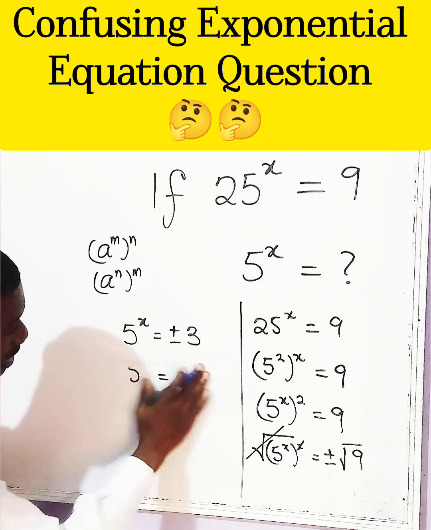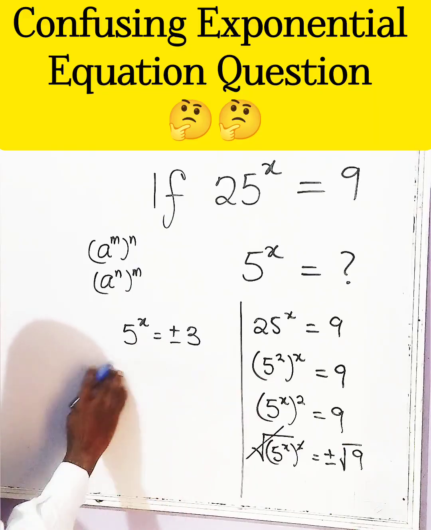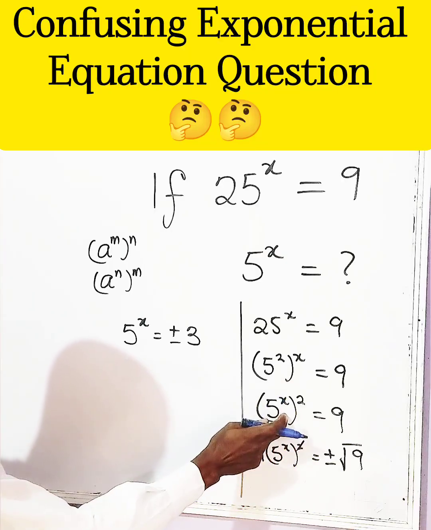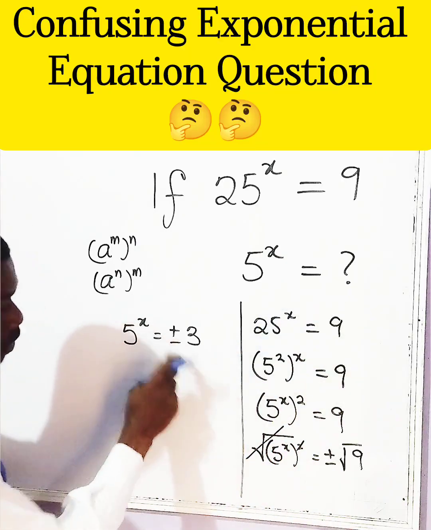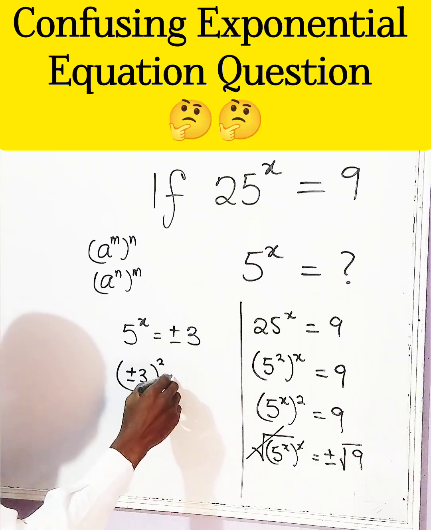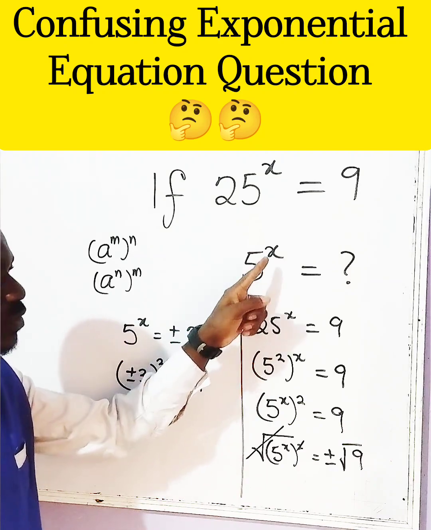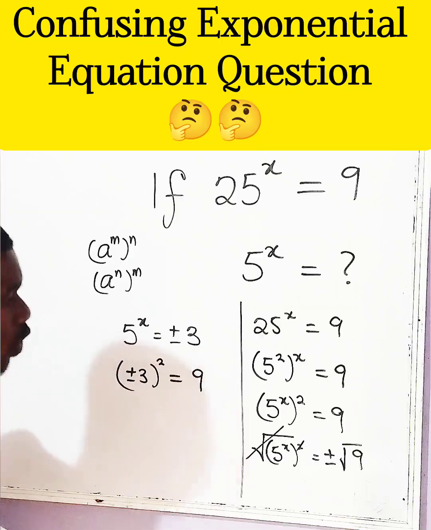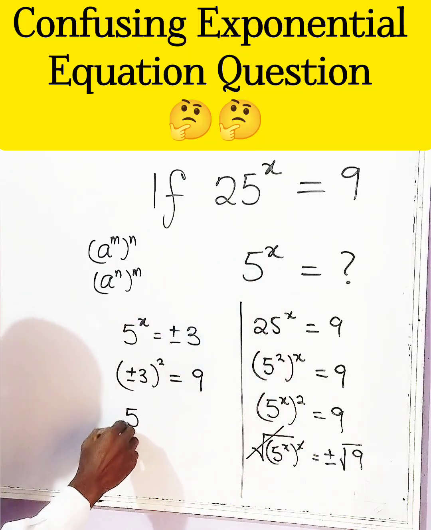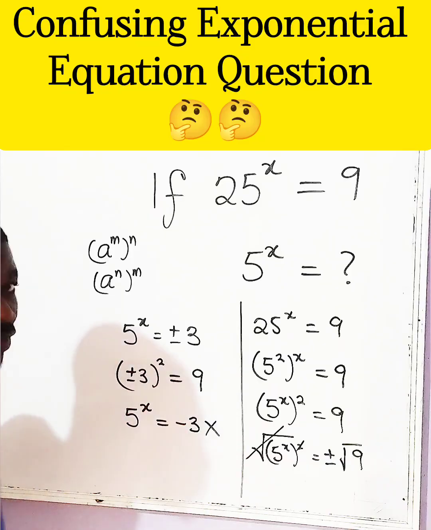And if you plug that into the equation, since 5 raised to x equals plus or minus 3, plus or minus 3 all raised to 2 gives us 9. This is because you are looking for 5 raised to x. But in a case where you are told to find x, then in that case 5 raised to x equals negative 3 is wrong.